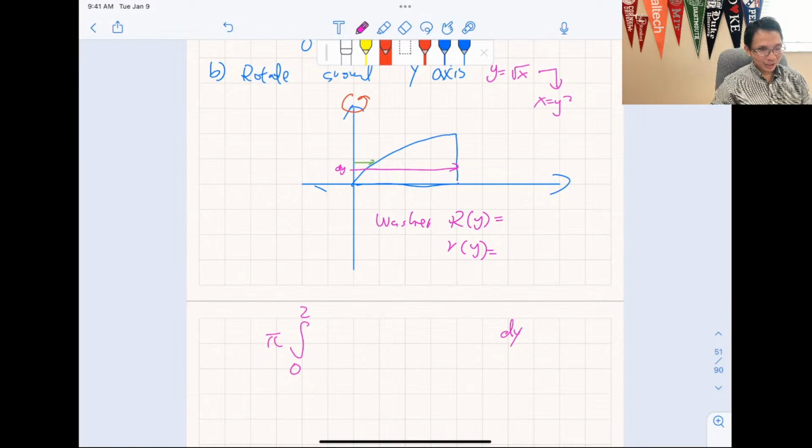Wait, what am I deciding? What's R, Y here? Let's go with Y. If it's wrong, it's wrong. It's no big deal. Y squared. Okay. Anybody else have a different answer?